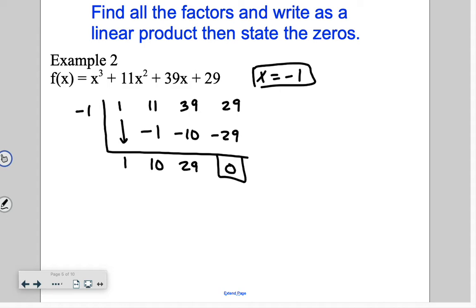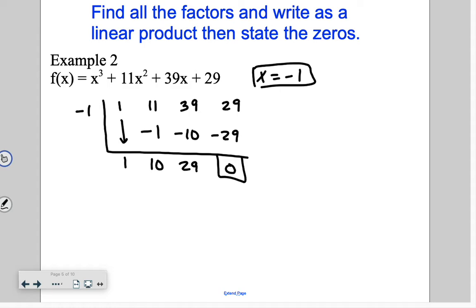Because you knew it was a 0 ahead of time, you took it off the graph. You know if you don't get 0, you did something wrong. Either you did something wrong on the graph or you did something wrong in your synthetic division. That's confirming that, yep, -1, it's a 0. We have a remainder of 0.